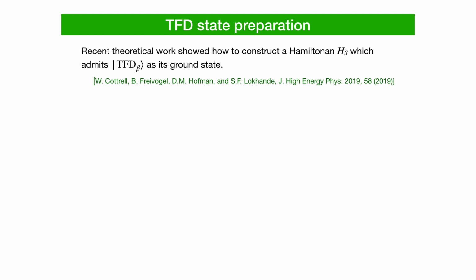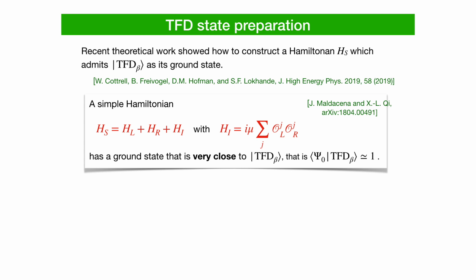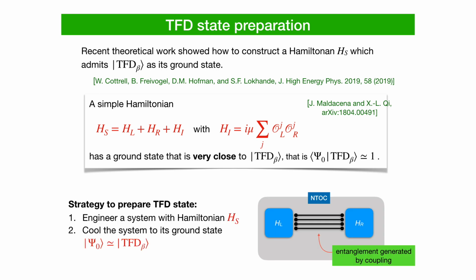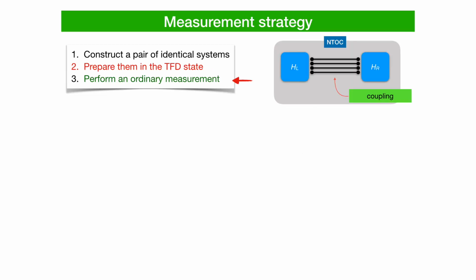This has been shown by these authors, that this is generally possible for a pair of chaotic systems. We've seen an example with a pair of SYK models. Basically, you just add this interaction between the two sides through some operators that are identical on the two sides. And then the ground state is close to the thermofield double, and you can then perform this type of measurement.